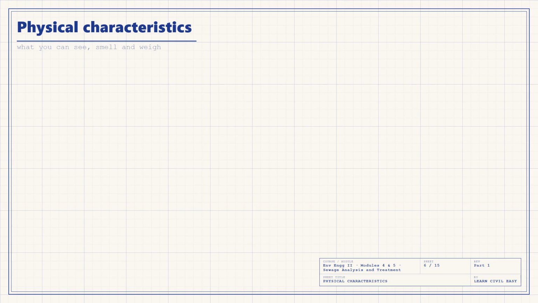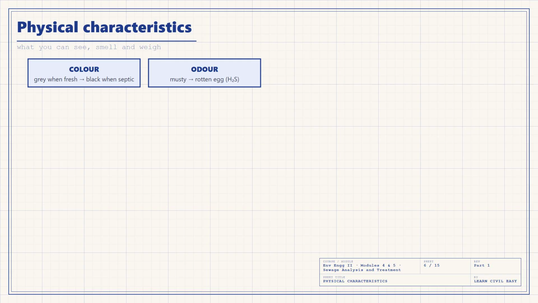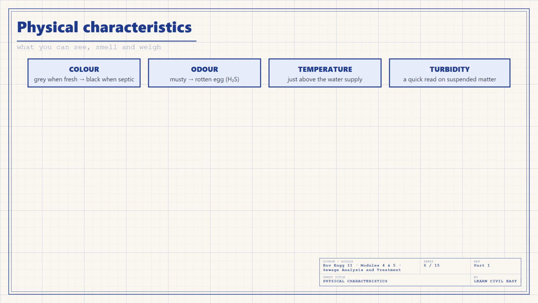Physical first, color. Fresh sewage is grey. As it goes stale, as it turns septic, it goes black because the sulfides forming inside it are dark. An experienced operator can judge the age of the incoming flow by color alone. Odor. Fresh sewage is musty and not strongly offensive. Septic sewage smells of hydrogen sulfide, the rotten egg smell. Temperature is slightly above the local water supply because of warm water from kitchens and bathrooms, and that matters because biological activity speeds up as temperature rises.